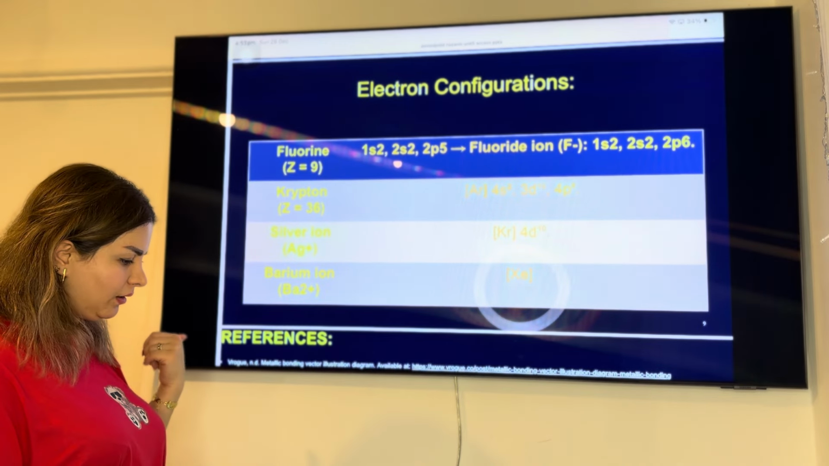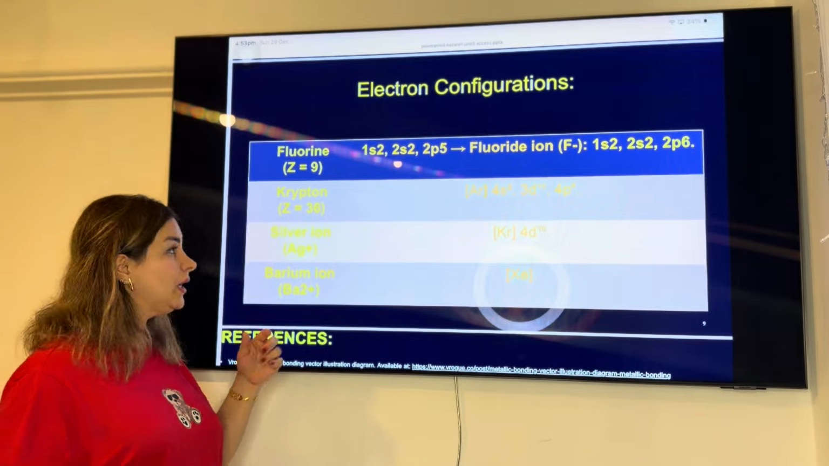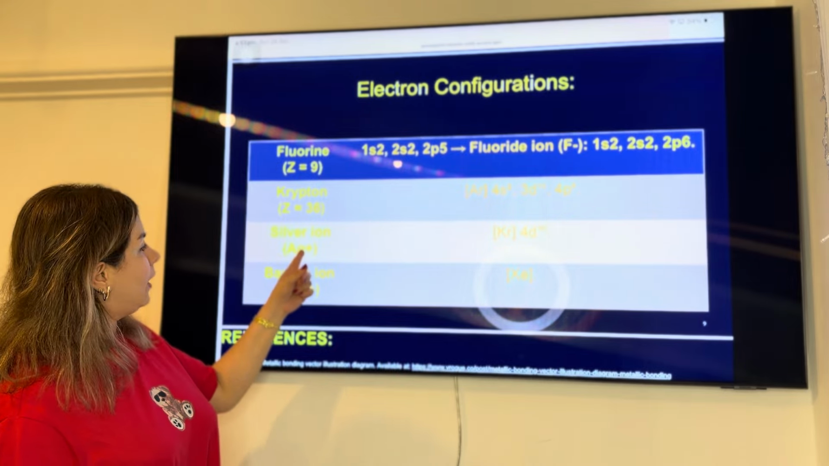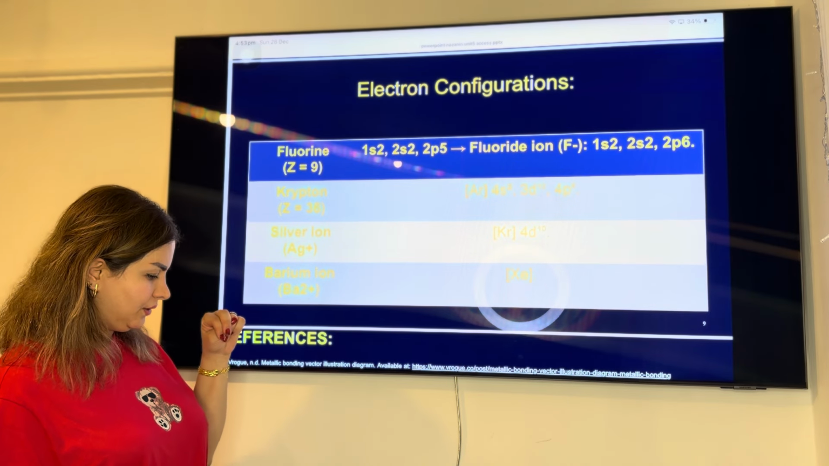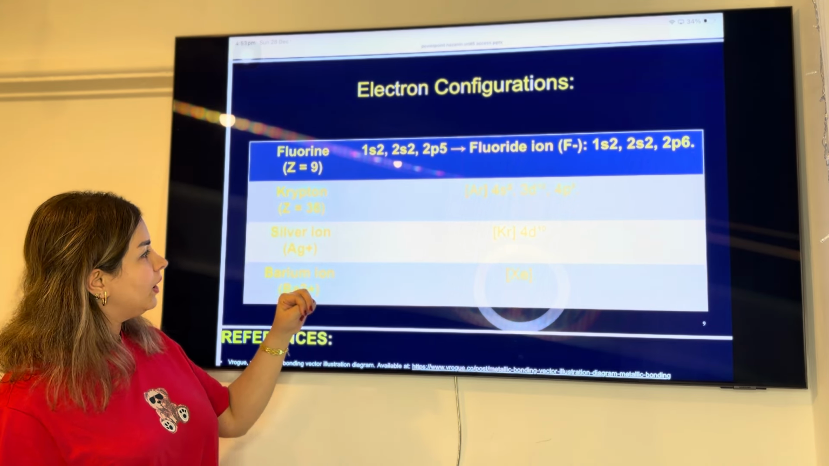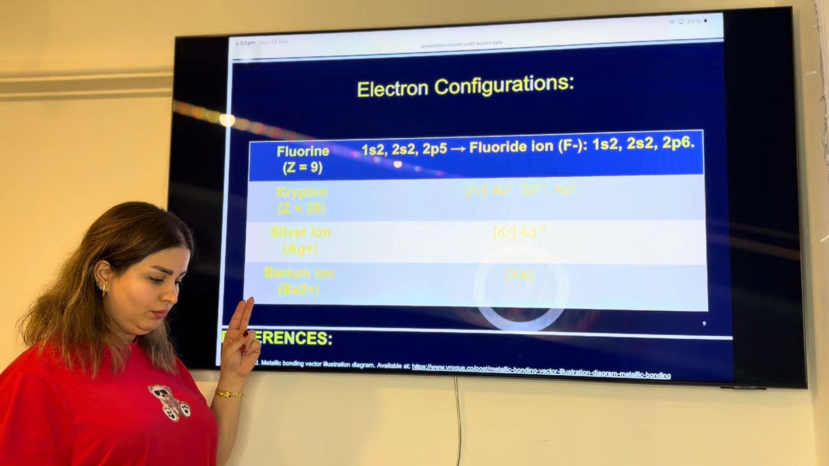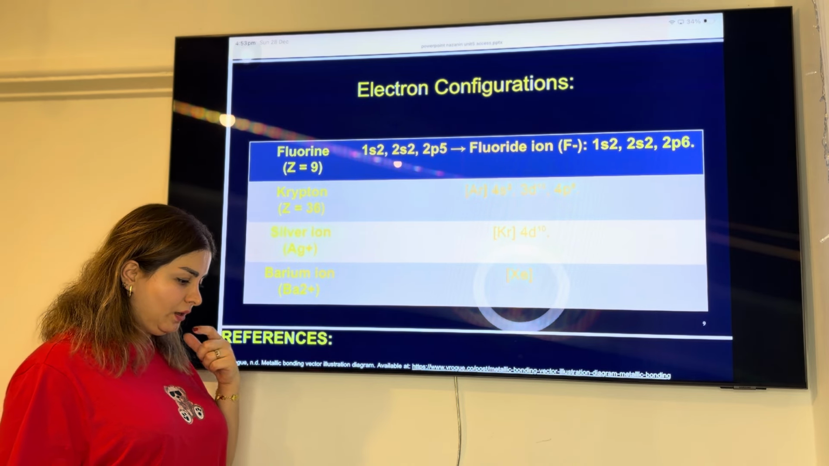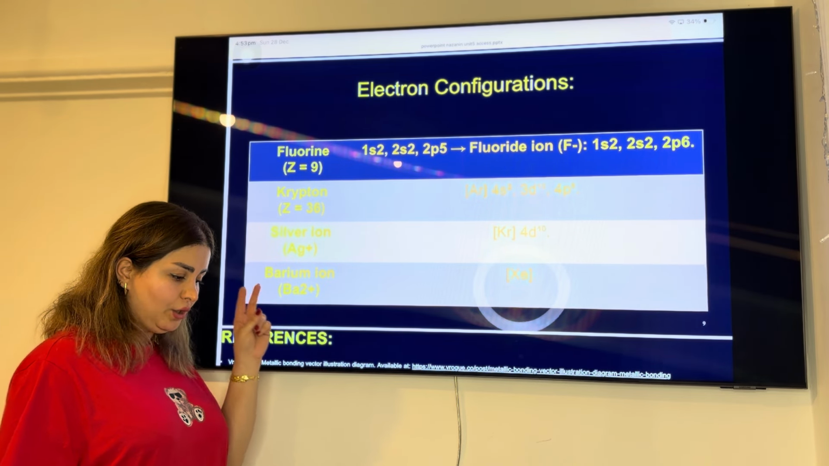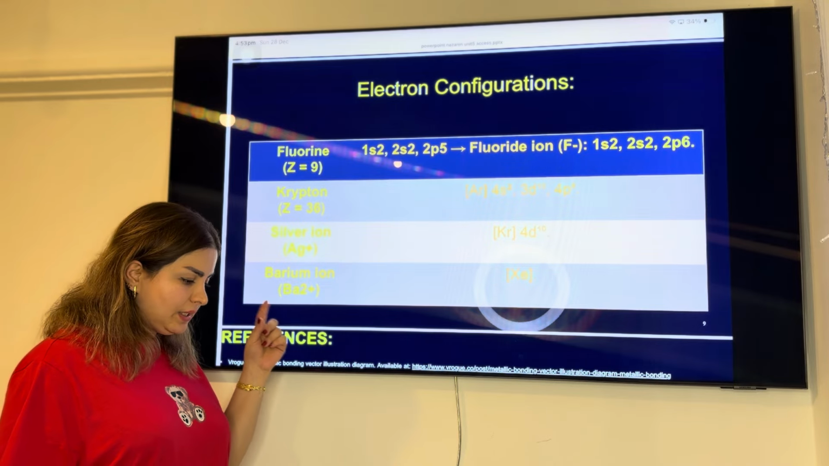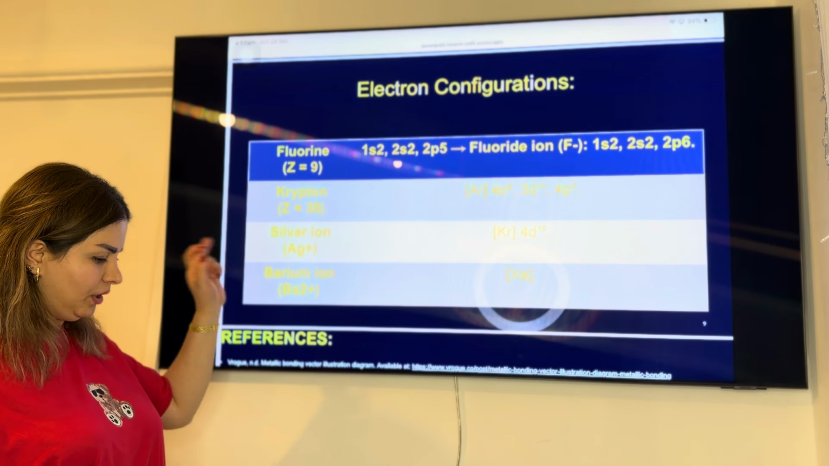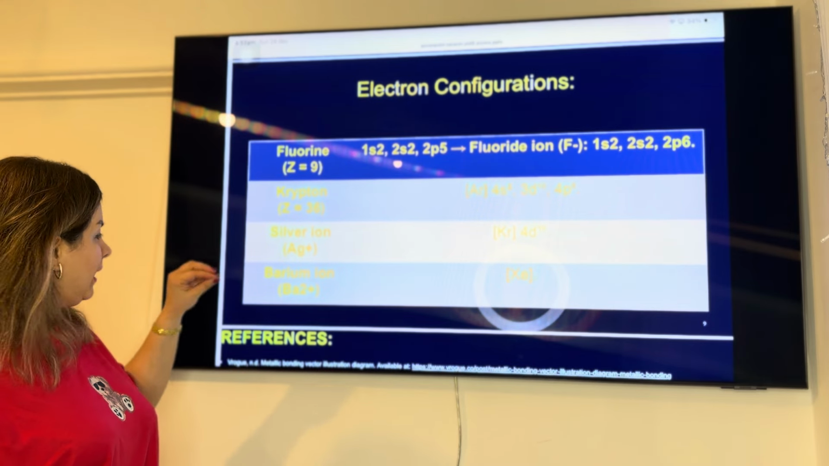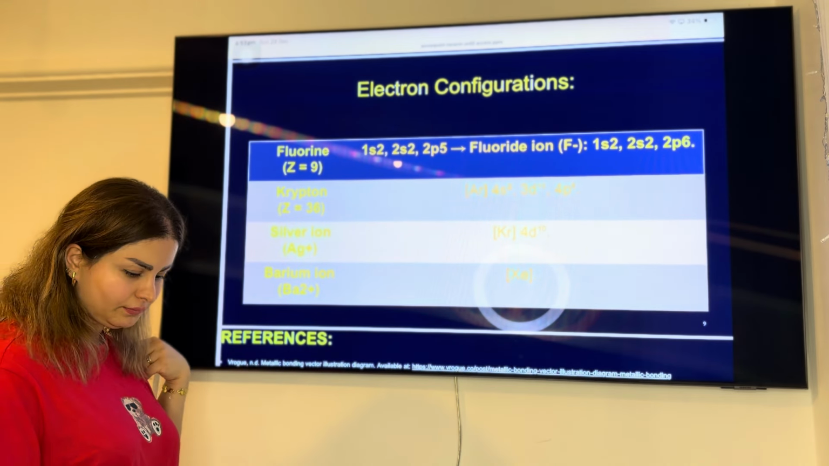Silver loses 1 outer electron to form Ag+, while barium loses 2 electrons to form Ba2+. So these electron arrangements directly influence the types of bonds each element can form.